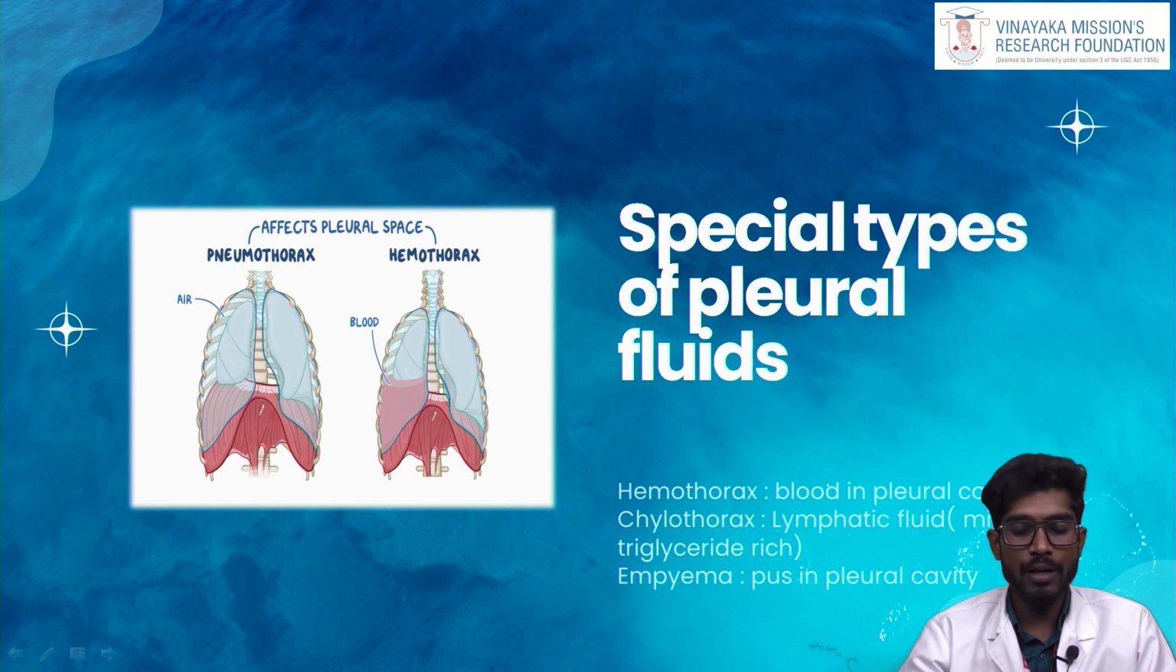The next category is chylothorax. Chylothorax is filled with lymphatic fluid in the pleural cavity. Lymphatic fluid is usually milky in color, like pure milk, and consists of triglyceride-rich protein content. The last one is empyema. As we all know, empyema is pus in the pleural cavity. These are the four major categories or types of pleural fluids present in the pleural cavity.